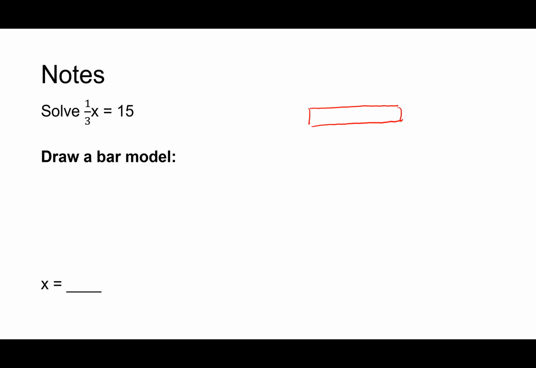What do you guys think? Morgan? I don't know. I don't think the whole is going to be 15. Because think about it for just a second. It says 1/3 of x equals 15. What's x, you guys? 5. No. 1/3 of x, 45, right? So our whole is not 15. What's our whole?